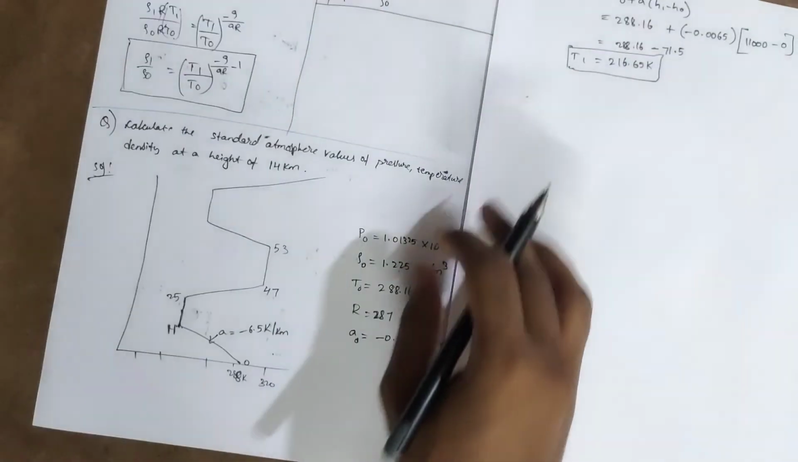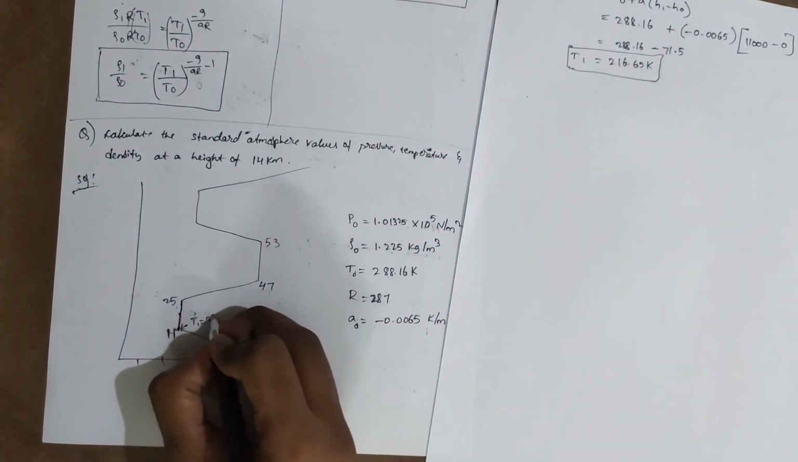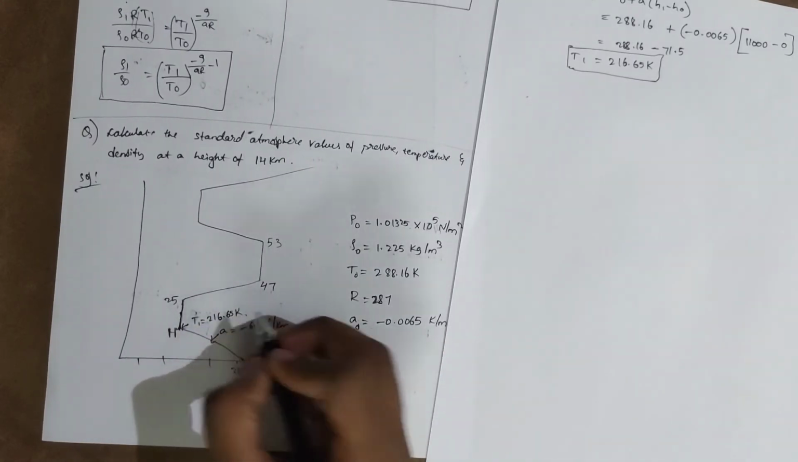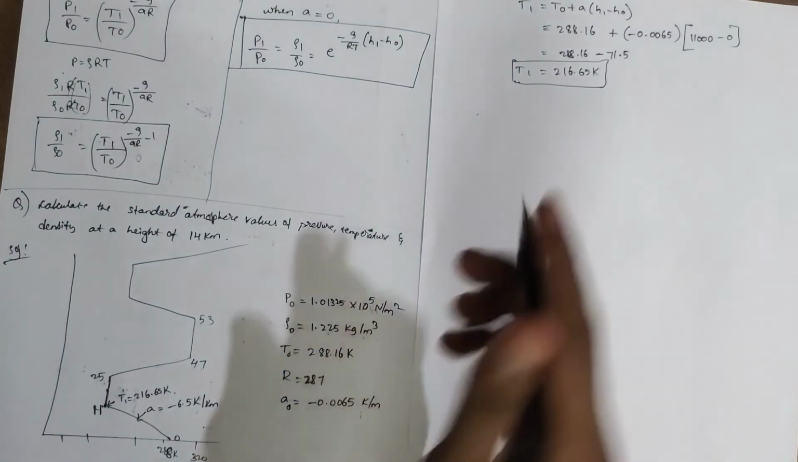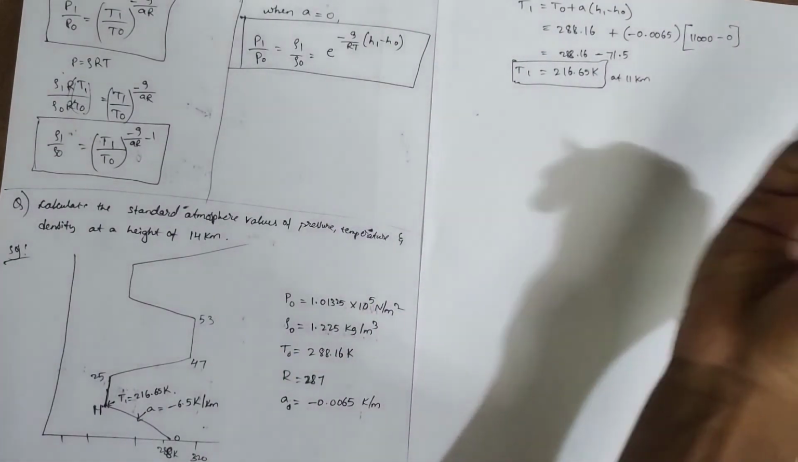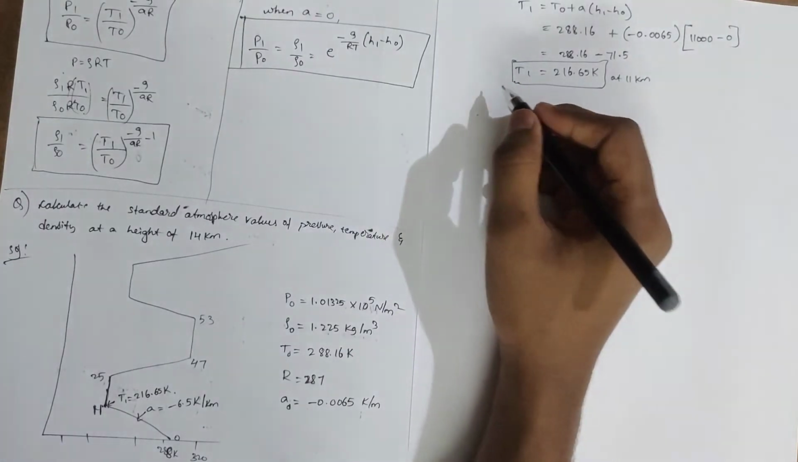So we'll note it down here. So the temperature here is T1 is equal to 216.65 Kelvin. So we got the temperature at 11 kilometers. Since it is an isothermal region, the temperature will be same at 14 kilometers too.